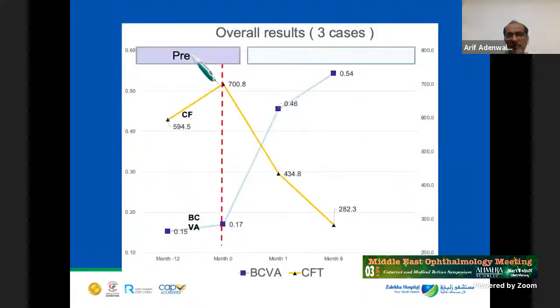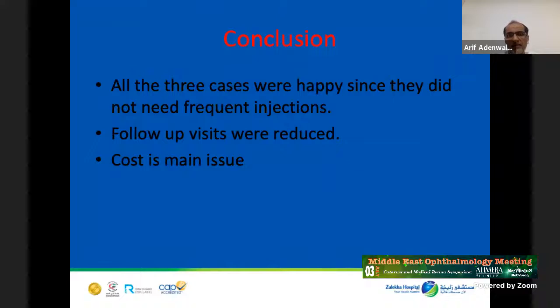So thus we see that once we give the Iluvien, the thickness gradually goes down, and there is improvement in the visual acuity. And in all my 3 cases, the IOP was well controlled. And patients were happy, no need for frequent injections. Follow-up visits were reduced. But the main problem always remains the cost. And I usually explain to the patient that you might need to take the anti-VEGF, whether it is after 4 months, 6 months, 8 months, it depends. But definitely the number of injections will be much less.